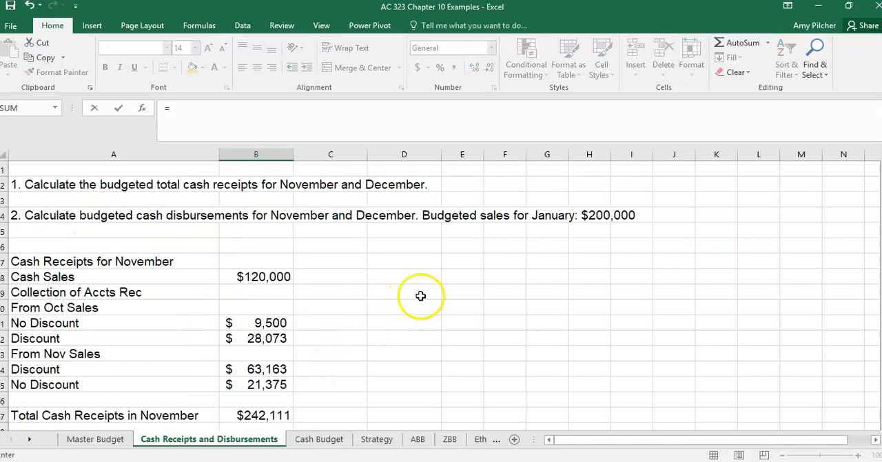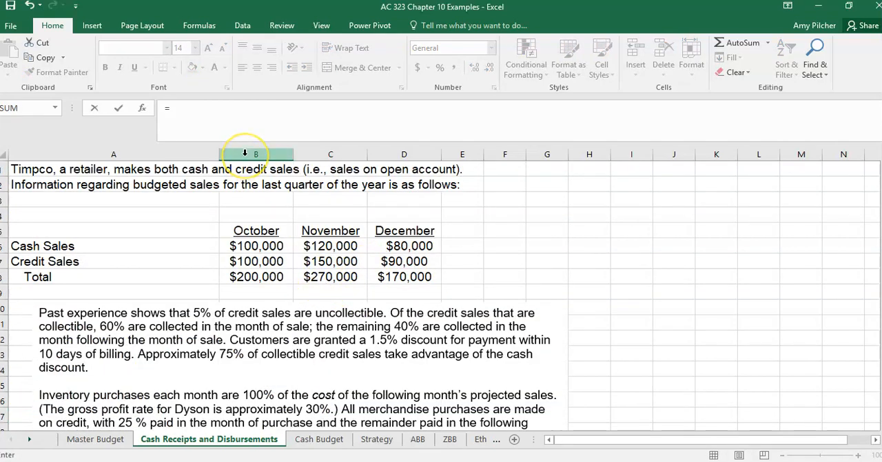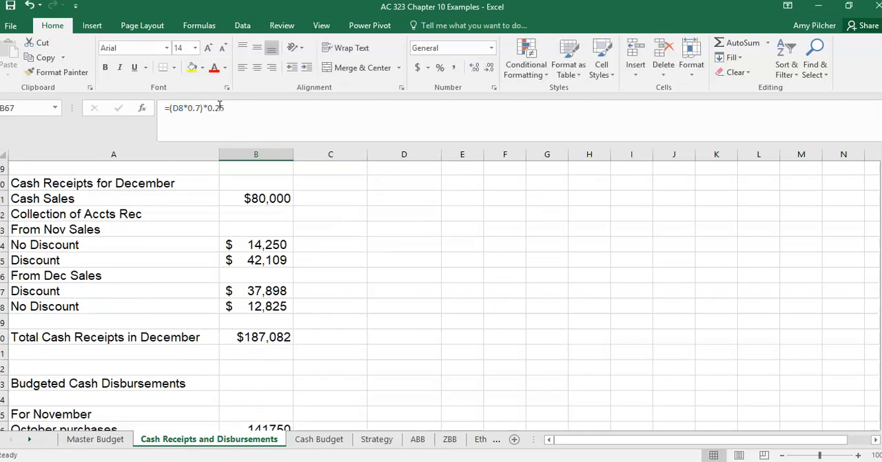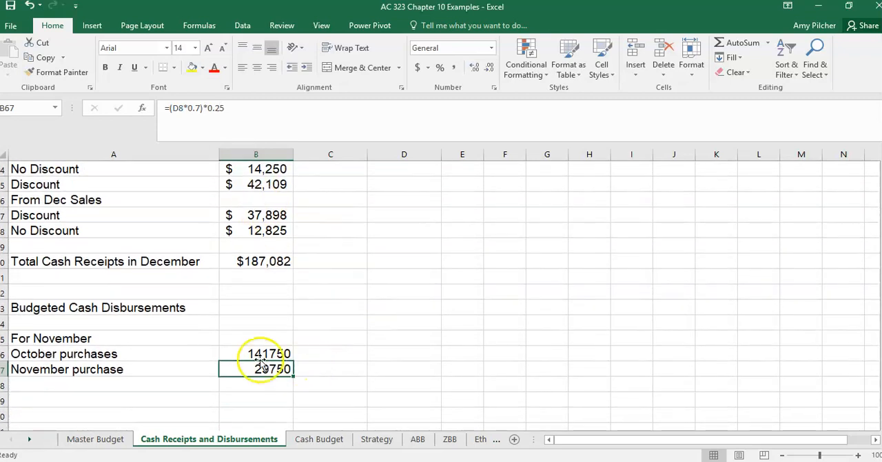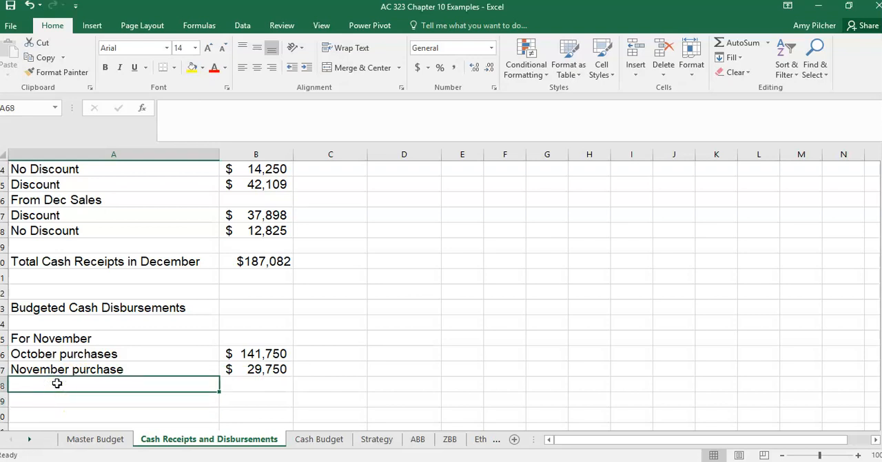For our October purchases, we're going to have November sales times 0.7, because our gross margin is 30%, which means that our cost of goods sold is 70%, times 0.75. So our total November disbursements.